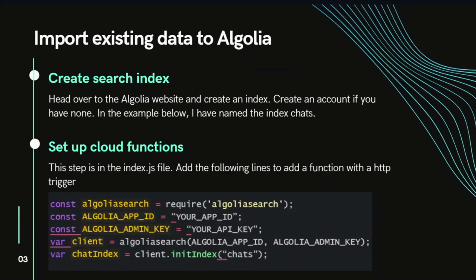The first thing that you need to do is head over to the Algolia website, and you need to create an index. If you're developing and trying out new things, and you just want to get a feel of the product, then you can get a trial for 2 weeks. And then you basically initiate Cloud Functions.